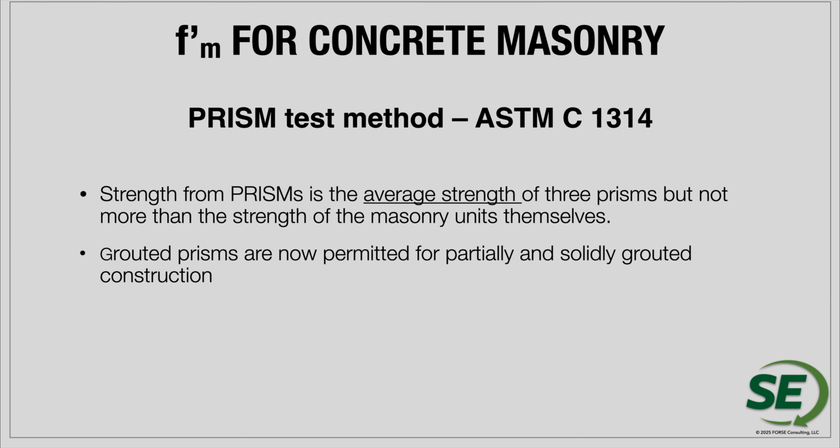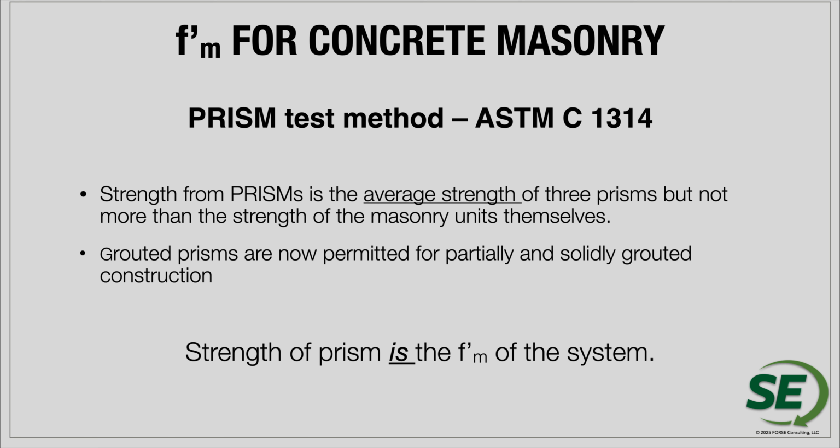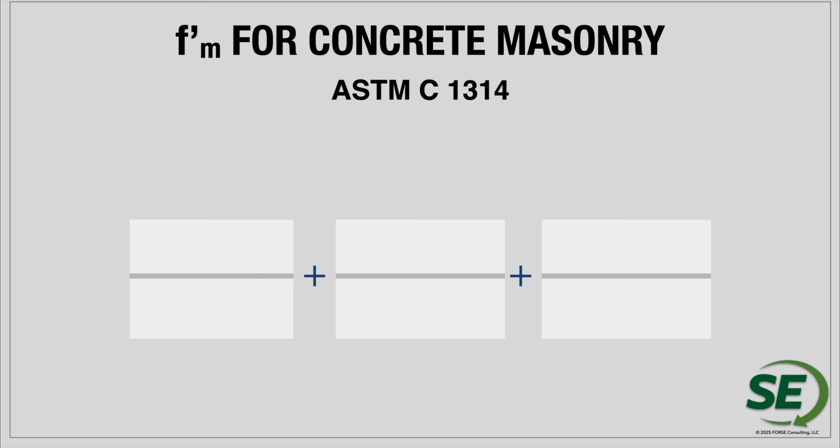Looking really quickly at the prism test method, again, the ASTM C1314 is going to give us the ways to determine strength based on prism test. So it's going to be the average of three prisms, but not more than the strength of the masonry units themselves. So again, what we're simply going to do is define these tests, and whatever the strength is, the average of the three is going to be the F'm, the strength of the system. So it's a really straightforward test.